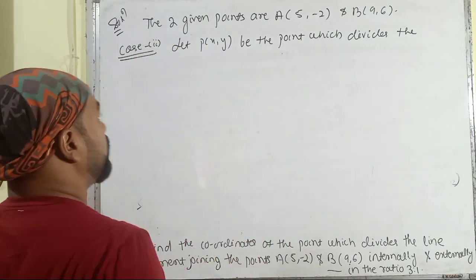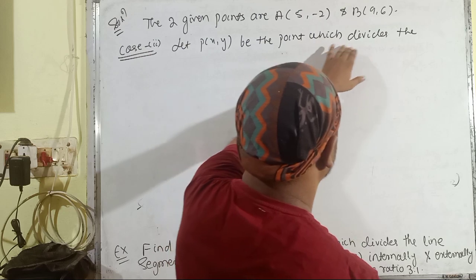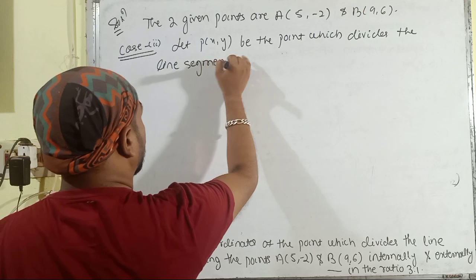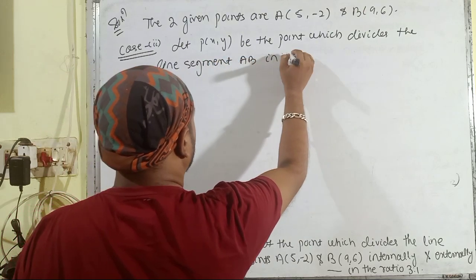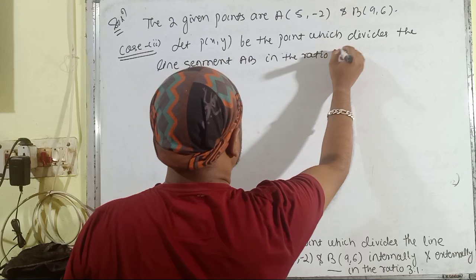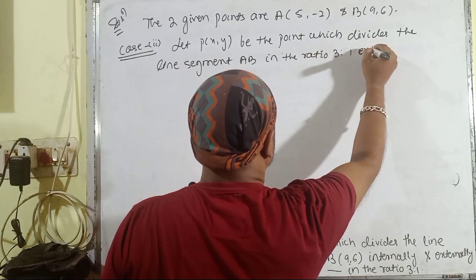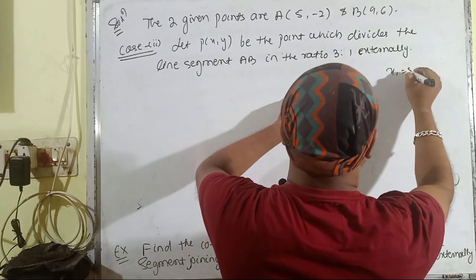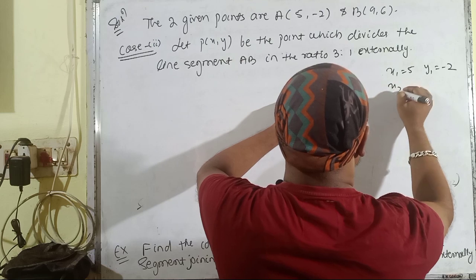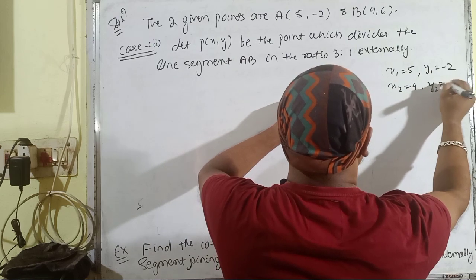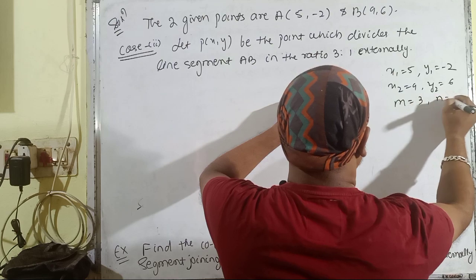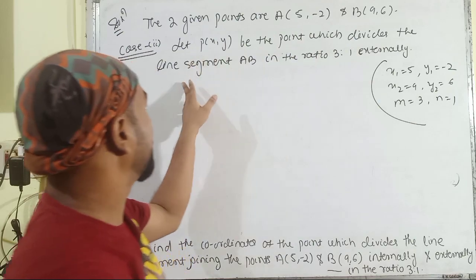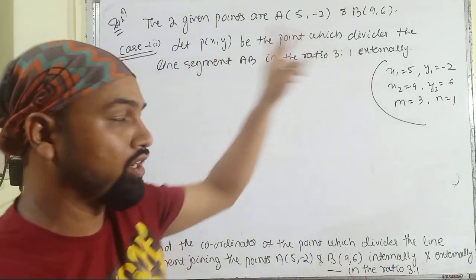It is case number 2. Let P(x, y) be the point which divides the line segment AB in the ratio 3:1 externally. Again we go through the same data here: x1 is equal to 5, y1 is equal to -2, x2 is equal to 9, y2 is equal to 6, m is equal to 3, n is equal to 1.